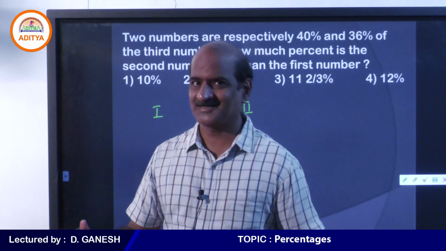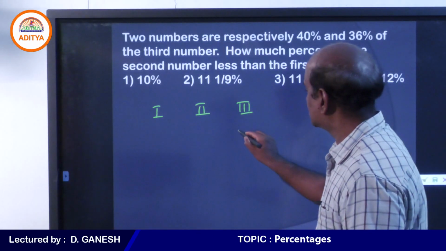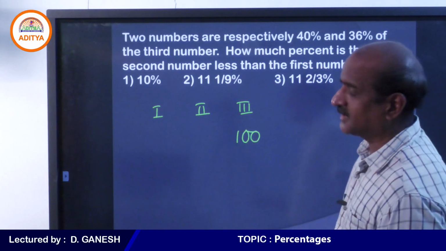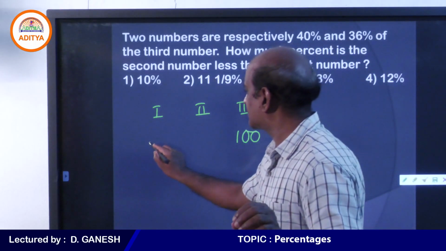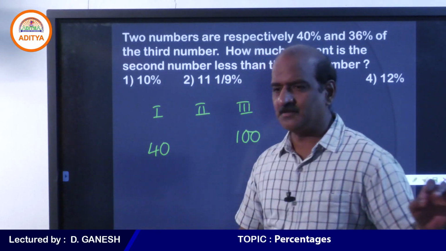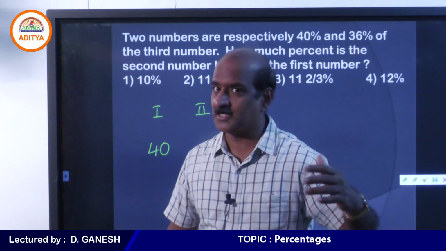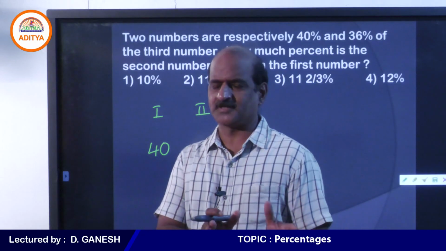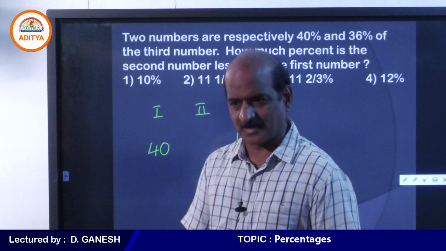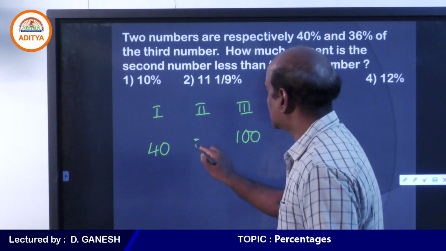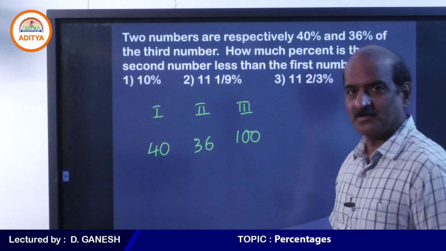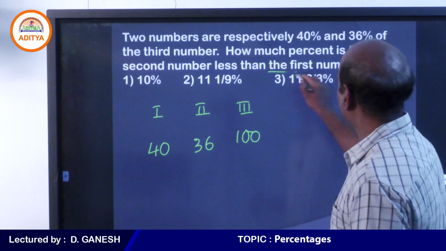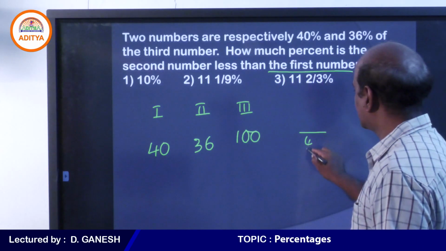Now, come on, go ahead. And obviously the third number we have to take 100. Students, see, the first number is just 40%. It is not 40% more, it is not 40% less, it is just 40%. Therefore, first number will be 40 and second number will be 36. You understand? Now, the question, how much percent is the second number less than the first number? Again, you have to compare with the first number.